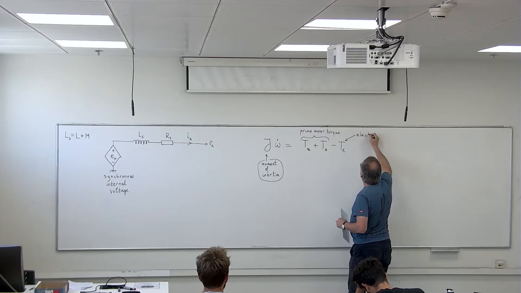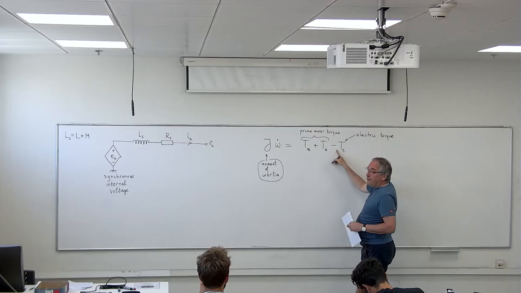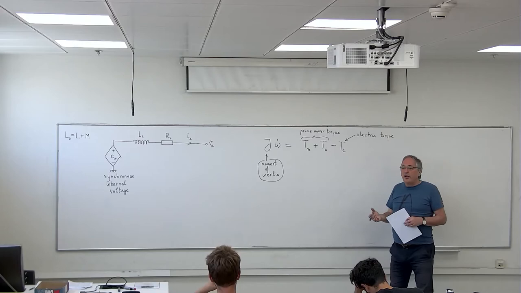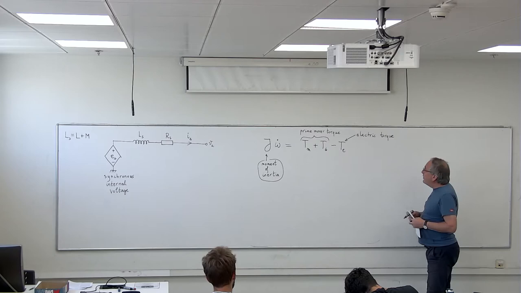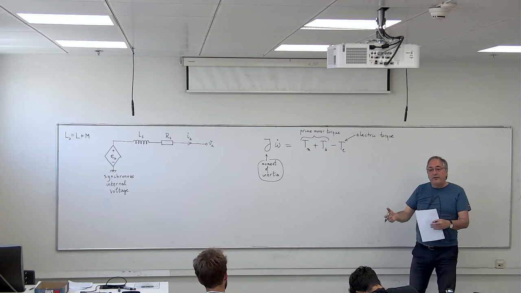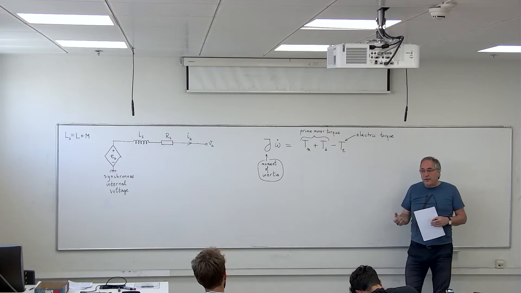And you see that it appears with a minus sign, because this is a torque which opposes the movement. So it acts to slow down the rotor, this one. It acts against the movement of the rotor. And this electric torque is due to the interaction of the magnetic field of the rotor and the magnetic field of the stator. The stator, there are currents flowing in the stator.